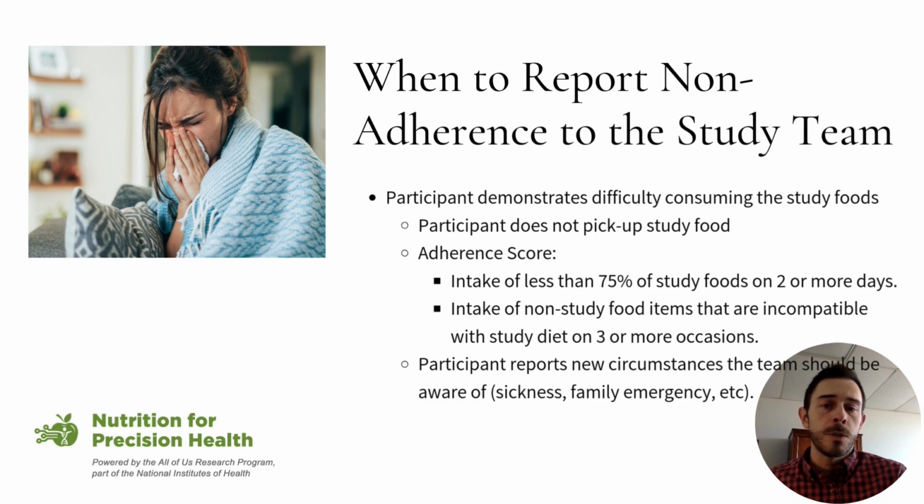If the participants' adherence scores are falling below 75% of study foods on 2 or more days of the week or pickup, or if there's an intake of non-study foods that are diet incompatible on 3 or more occasions, both of those situations would warrant a discussion amongst the team about how to best proceed. And then certainly if there's any unexpected or expected changes in the participants' life circumstances, unexpected events, stressors, change in schedules or routines or responsibilities that could impact their ability to follow through with the diet, then that would also warrant discussion amongst the team.